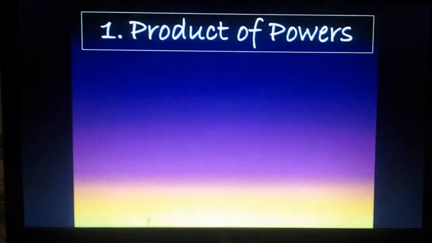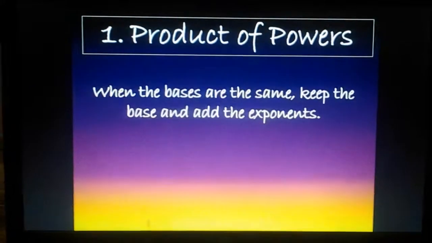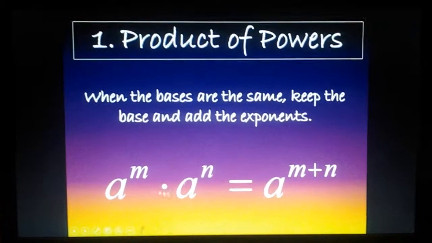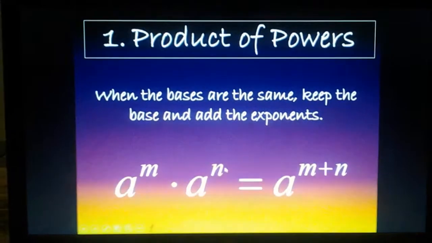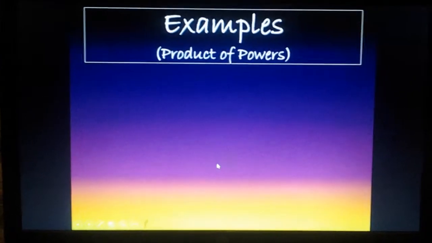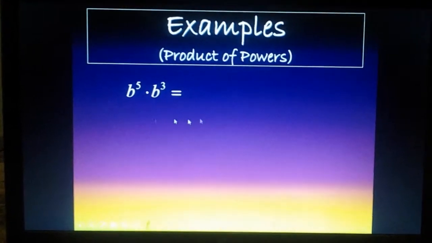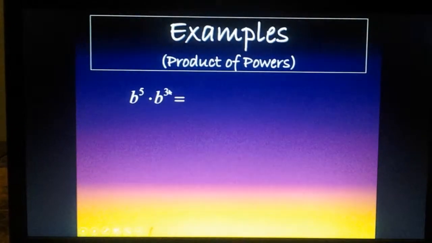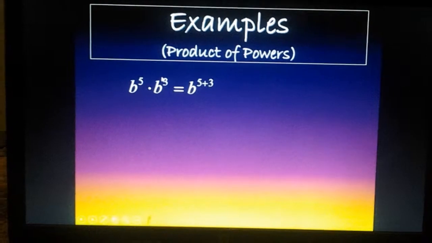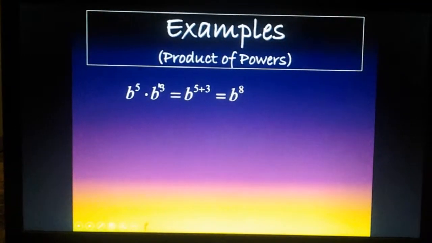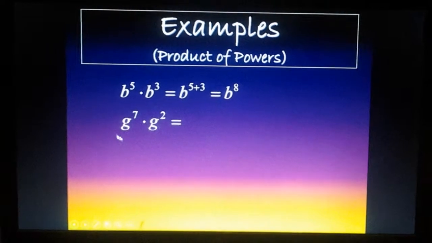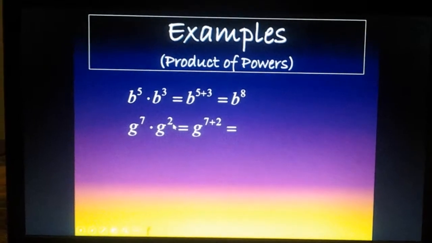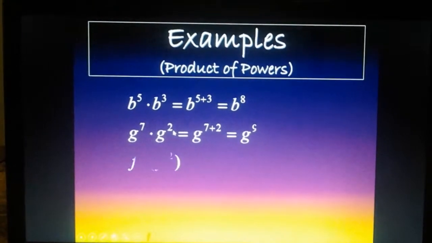Multiplication, product of powers. When the bases are the same, keep the base and add the exponents. As you can see, the bases are the same, so when you see this, you're going to go ahead and just add the exponents. Examples. As you can see here, b to the 5th power times b to the 3rd, or b cubed. If I go ahead and add those together, that's simply b to the 8th. Next one, g, their bases are the same. 7 plus 2 gives me 9, so it's g to the 9th power.